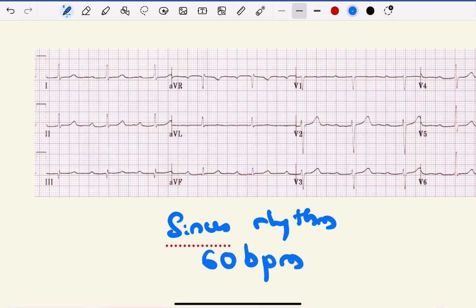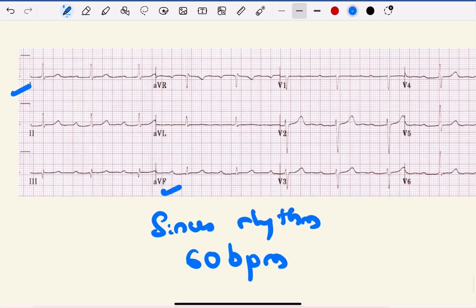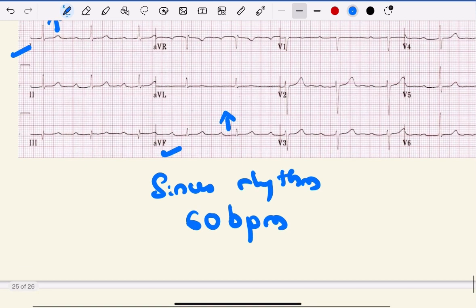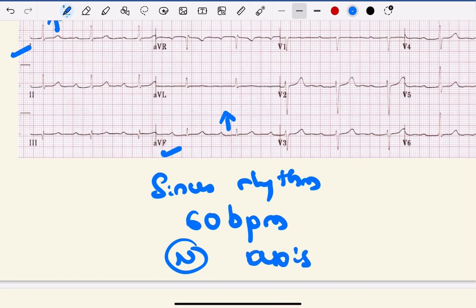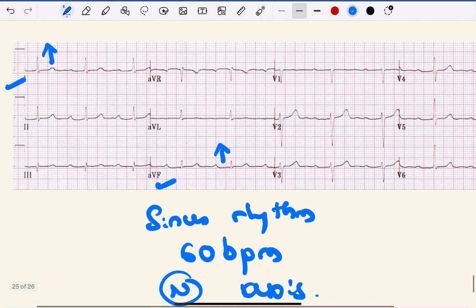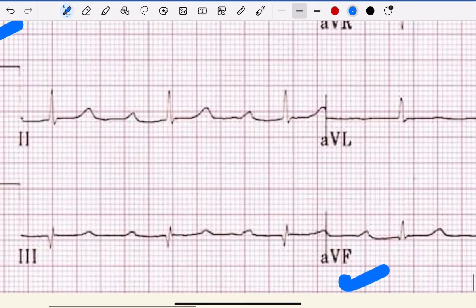Next thing that you have to calculate is axis. For that you have to look at lead 1 and aVF, at the QRS complex. It is predominantly up here, and here also it is predominantly up. So the axis is normal, there is no axis deviation. So everything looks normal. But what happened here? Look at the P wave, QRS and T waves, all look normal.